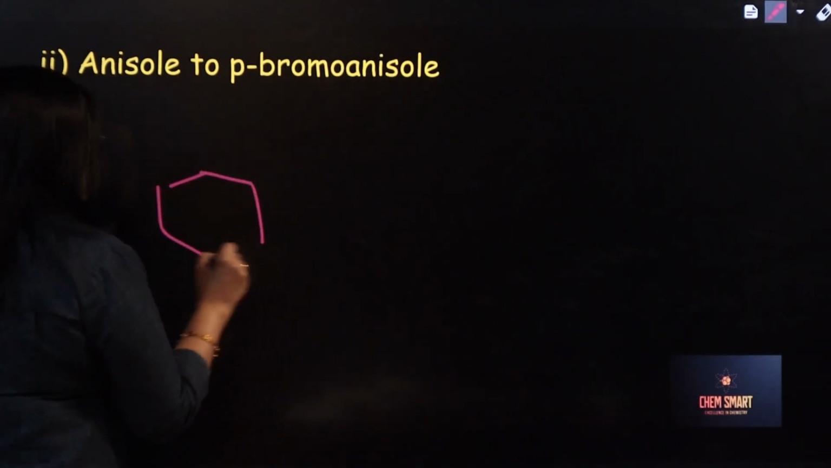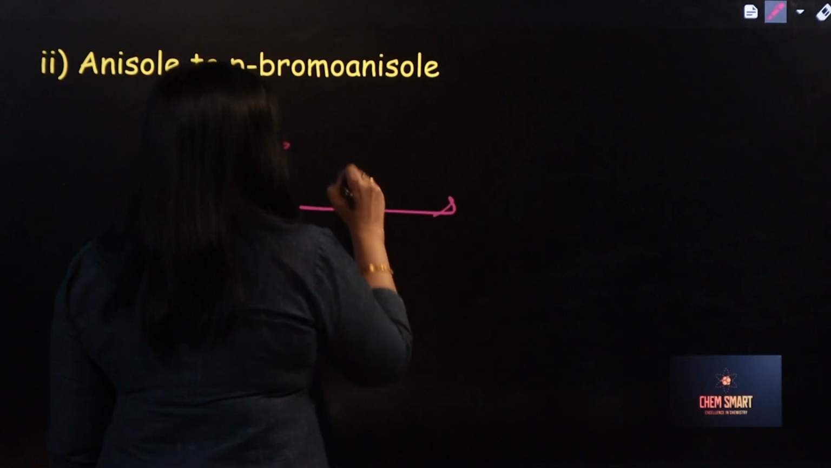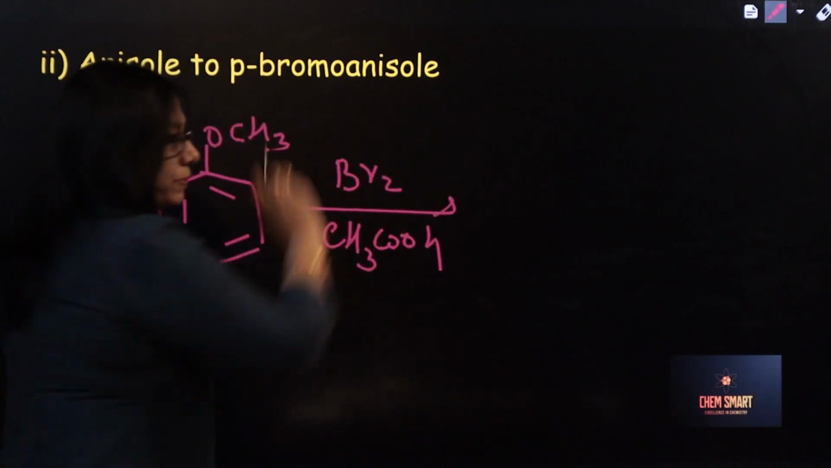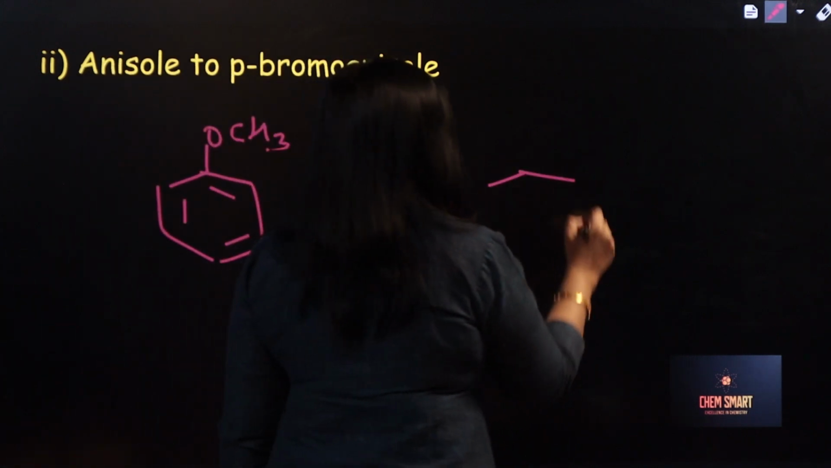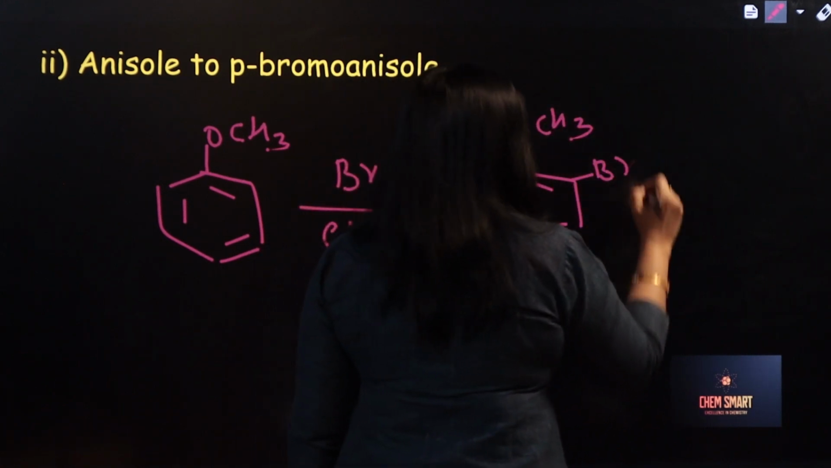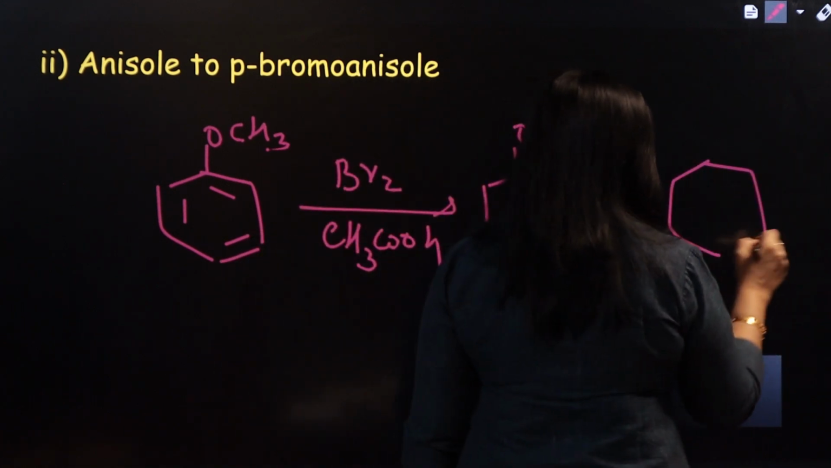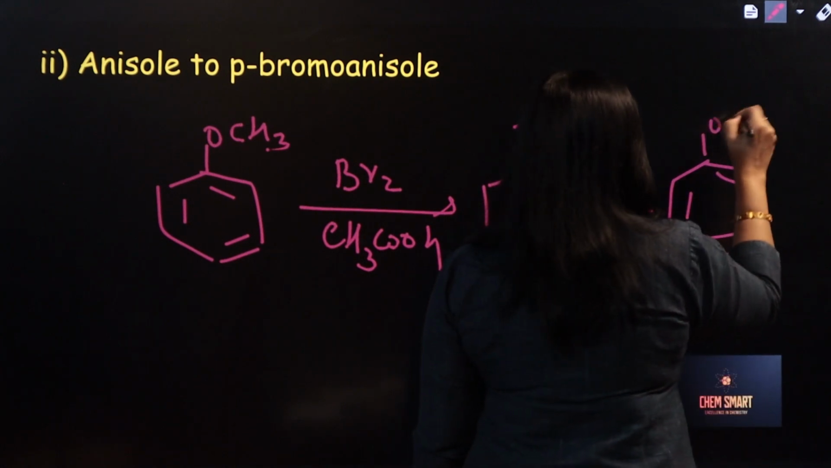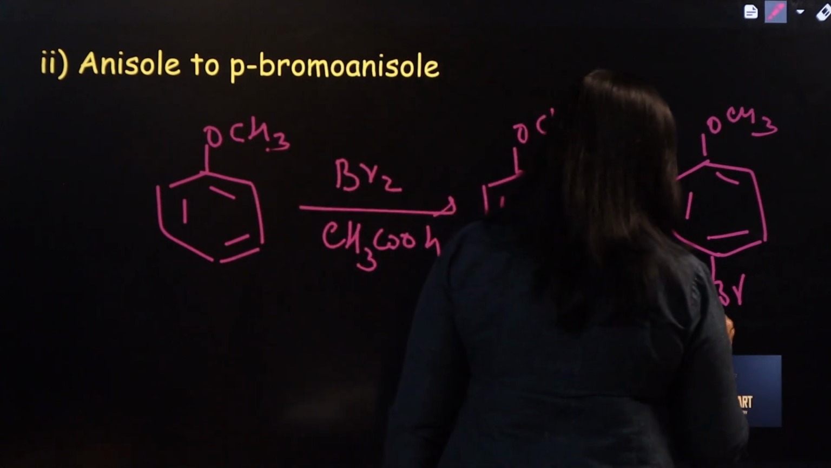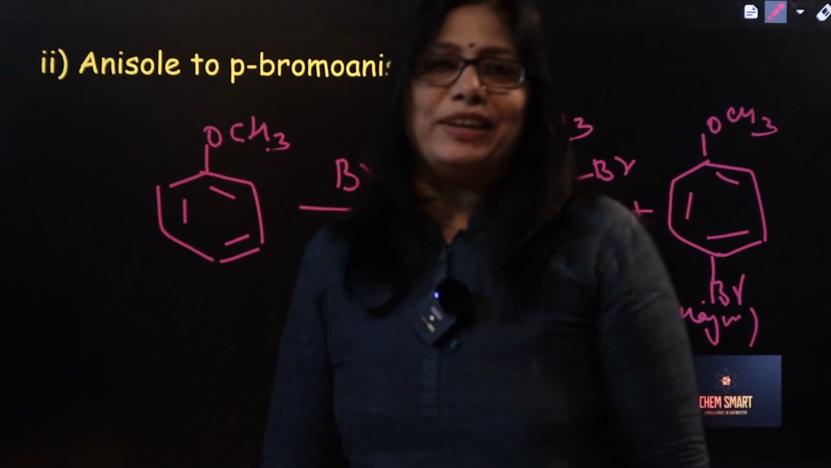Here, anisole is methoxybenzene. If you treat it with bromine in ethanoic acid, so this is the reagent used here, bromine in ethanoic acid. You will get ortho product plus, so this is the minor one and this is the major one. So the reagent used here is bromine in ethanoic acid. Hope it is clear. Very simple. We have taken this because these are latest board questions.